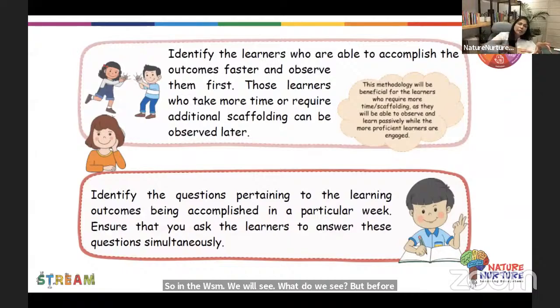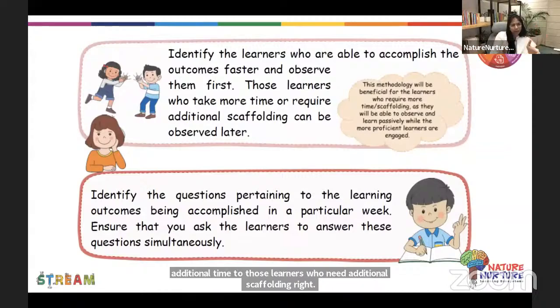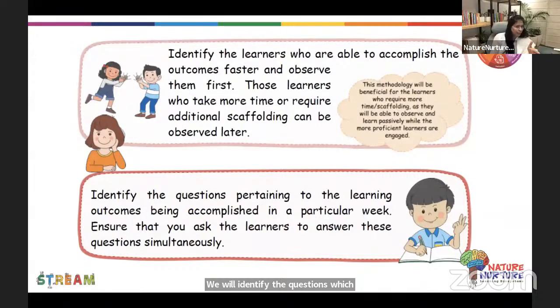So we will identify those learners who are quicker and who demonstrate their learning easily, right? And we will still give additional time to those learners who need additional scaffolding, right? We will identify the questions which will fall within the umbrella of that particular weekly schedule mapping.